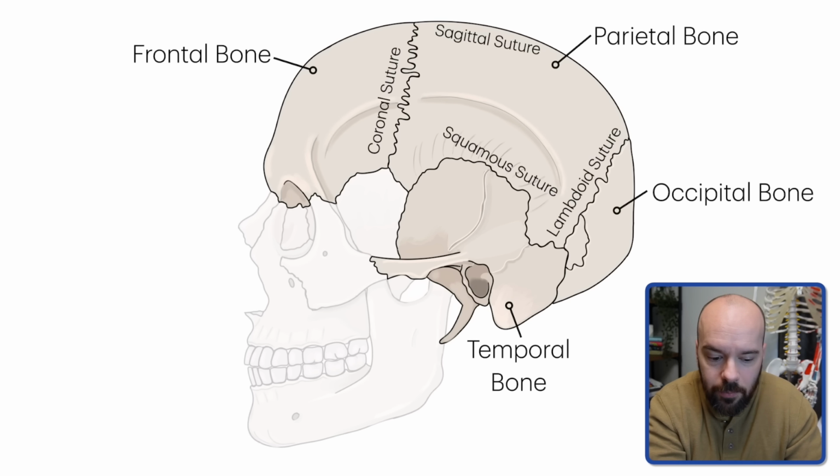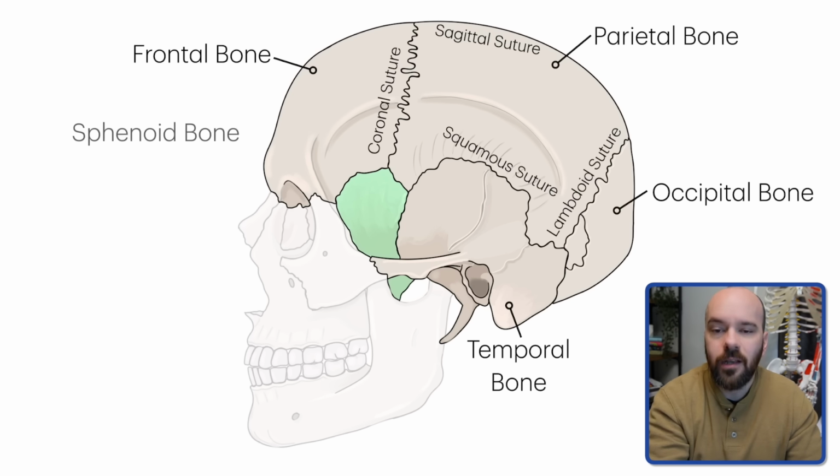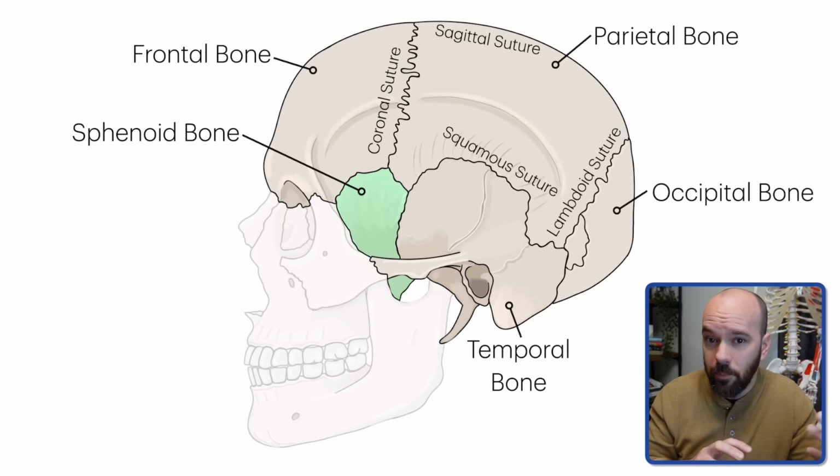All right, next we're going to label the sphenoid bone. Now the sphenoid bone and then also the ethmoid bone that we'll take a look at later, I think those are the two most difficult bones to visualize.